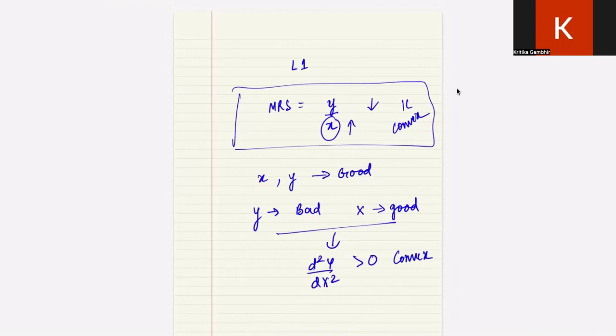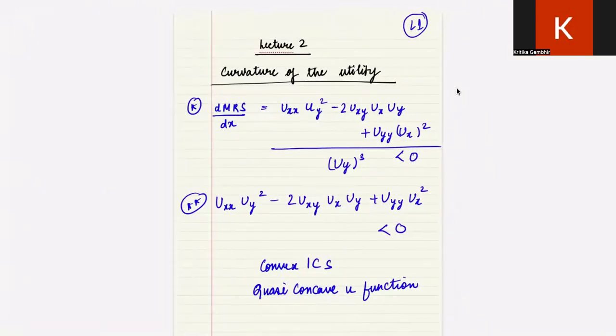For example, अगर हमारा MRS आ जाता है something like this. So now it becomes very difficult to solve by this simple method. It is very easy for simple utility functions, but for some complex utility functions, this method becomes difficult. So now what we do is, next is we have a mathematical equation to know whether ICs are convex or not. See, there are two methods now.